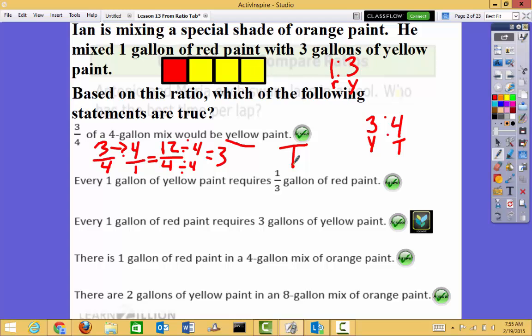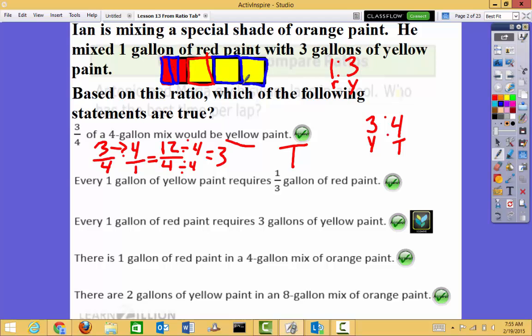Let's check this next one. Every 1 gallon of yellow paint requires 1/3 of a gallon of red paint. Well, let's look at this one. Let's look up here. If I only have 1 part yellow, am I going to have a whole part red? No, I'm only going to have 1/3 of my red. Why is that? Well, let's look at it this way. If I have 1/3 of my red and 1 yellow, what happens when I have 2 yellows? Well, I need to add another 1/3 of red. So now I'm at 2/3 red and 2 yellows.